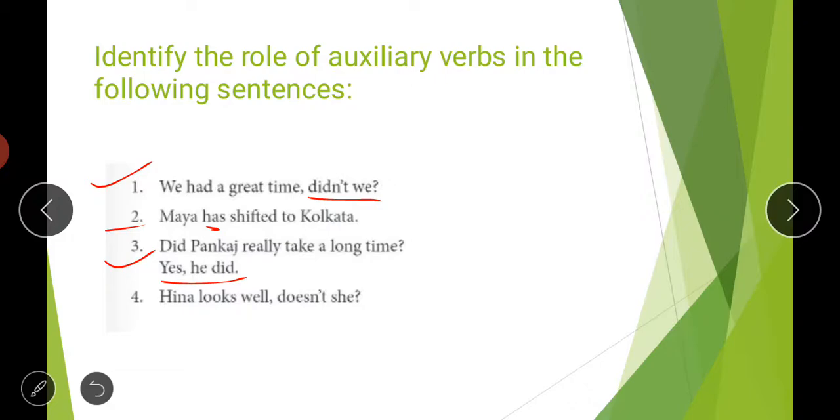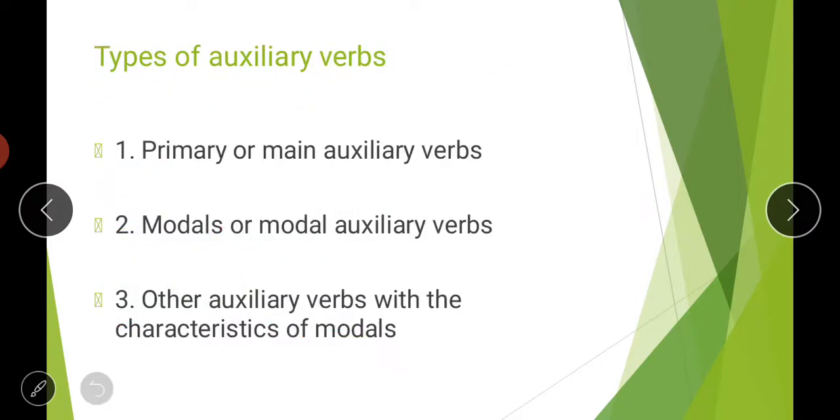Then if we talk about the fourth one, Hina looks well, doesn't she? Again, we are making a tag question. To form a tag question, we have used an auxiliary verb here also. So I hope it is clear to you how to check the role of the auxiliary verbs in a given sentence. Then your next topic is types of auxiliary verbs.